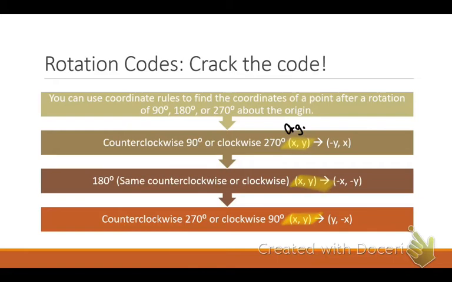The second ordered pair shows me how I'm going to change the first ordered pair. So when I see it flip to y and then x, I know that I need to flip the order of the ordered pair. Watch this, guys. I need to flip the order of the ordered pair to do this rotation for that point. We're going to talk about why two different rotations can be the same ordered pair.